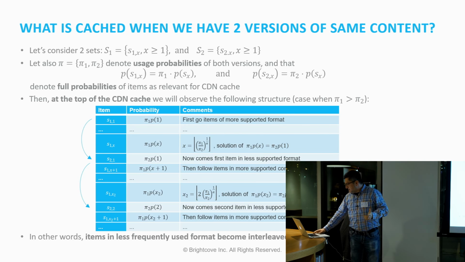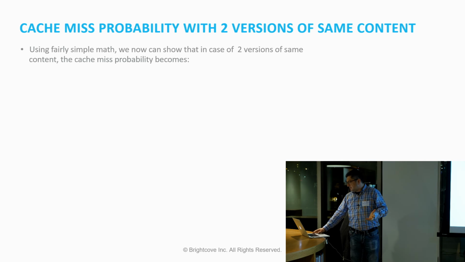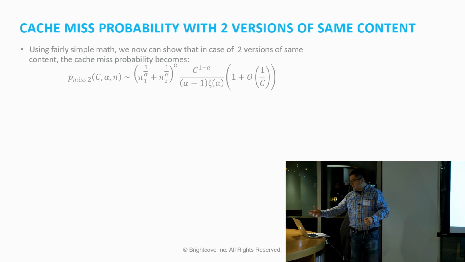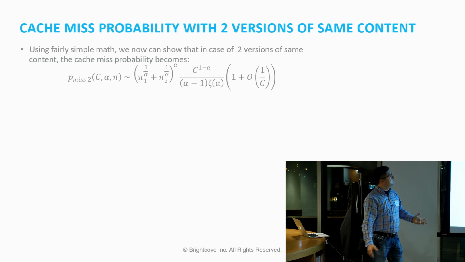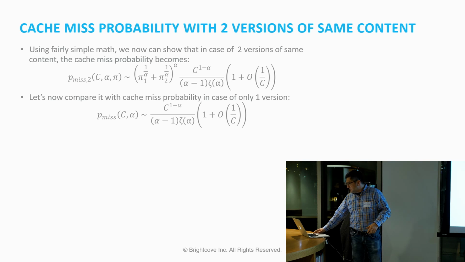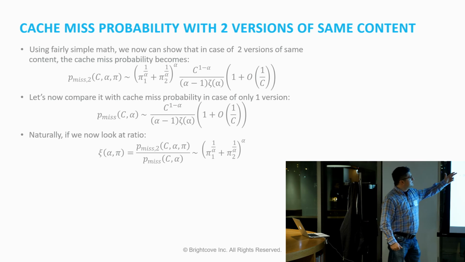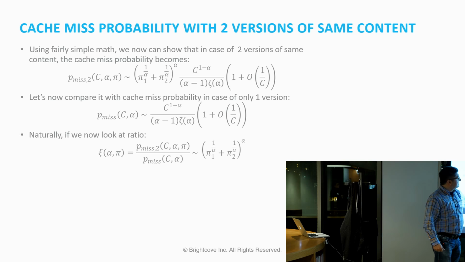And if I observe this fact, that there is this type of presence, then I could express the probability of cache miss in the case of the second. In the case of two formats, it becomes this expression. It's very simple math. And I can compare it with the first one. How do I compare it? I will look at the ratio of them.